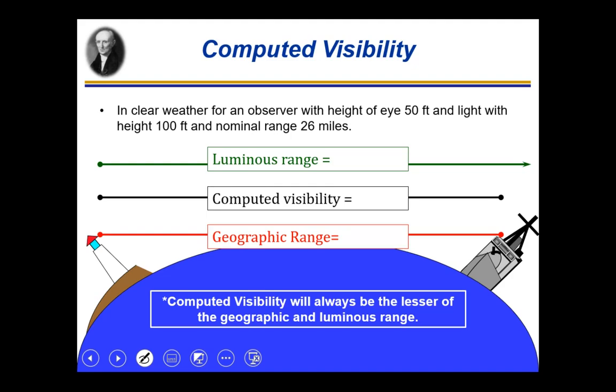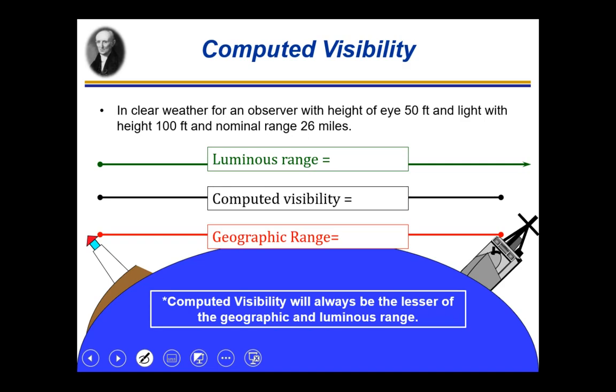Now remember when we talked about computing visibility to a light that there were 4 data points that we needed every time? One was the height of the light. The other was the height of the observer, right, from the ship. Then we needed the nominal range of the light and also the meteorological visibility. So we'll run through this problem here and we'll see if we can find those 4 bits of data.